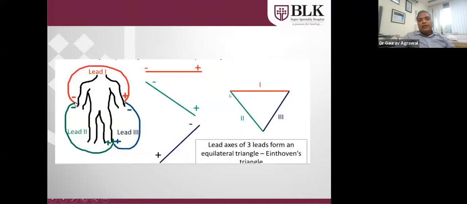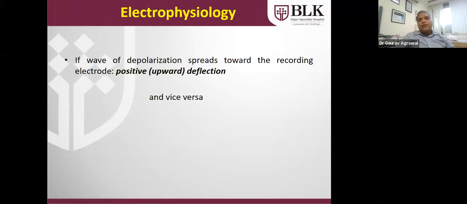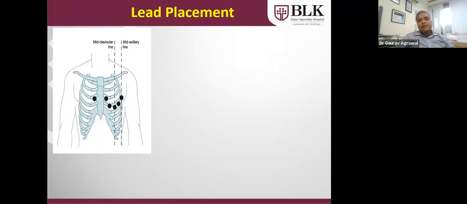Lead 1, 2, 3. Lead 1 is between right arm and left arm. Lead 2 is between right arm and left leg. Lead 3 is between left arm and left leg. These three form an equilateral triangle known as the Einthoven triangle. If the wave of depolarization spreads towards the recording electrode, this will give a positive deflection, and vice versa.